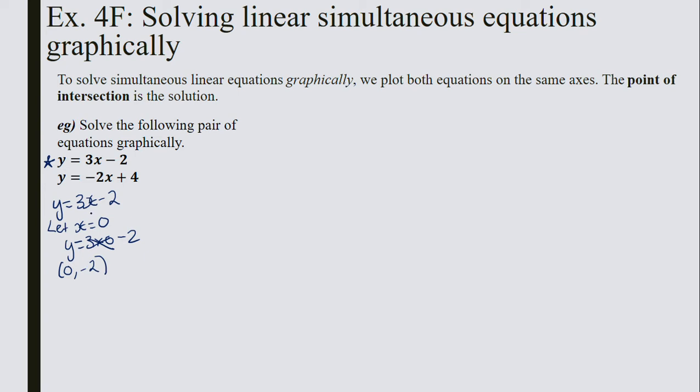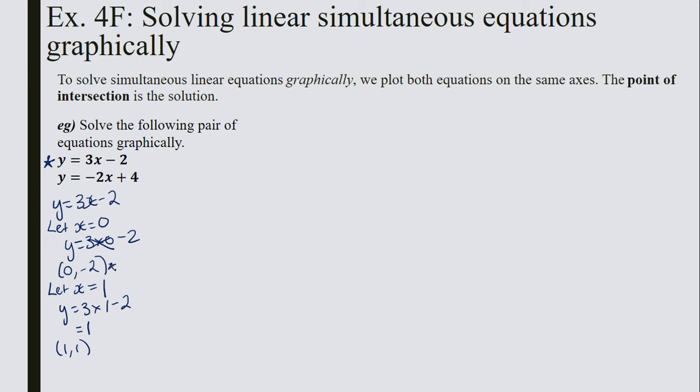We need another point. We need 2 points to draw this straight line. So I'm going to substitute in this time, let x equal 1. We get y equals 3 times 1 take 2. 3 times 1 is obviously 3, and 3 take 2 is 1. So 1, 1 is a point.